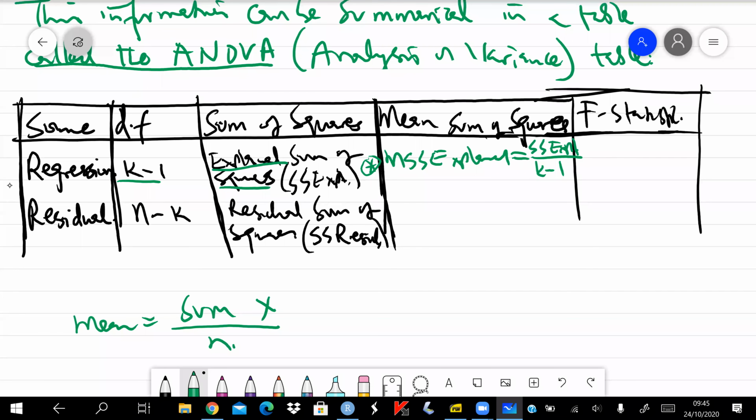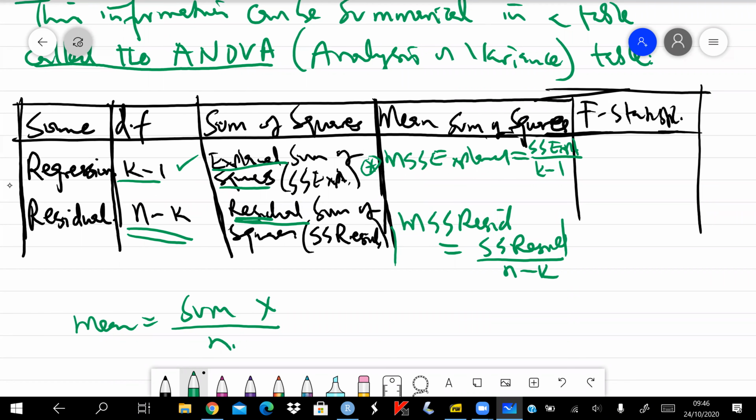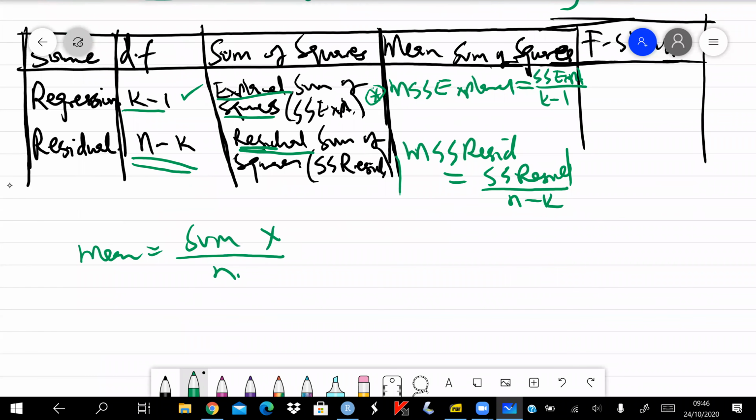Divided by k minus 1, divided by these degrees of freedom there. Then down here, we have the mean sum of squares of the residuals, which will be given by the sum of squares of the residuals divided by the degrees of freedom corresponding to that, which is n minus k, which is equal to that.